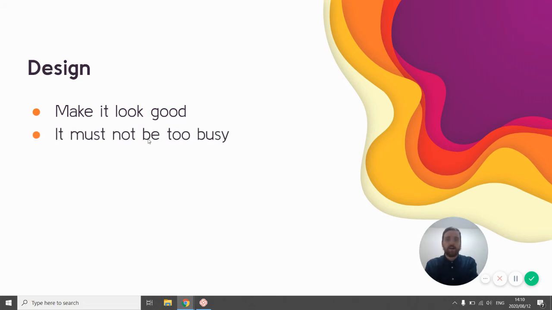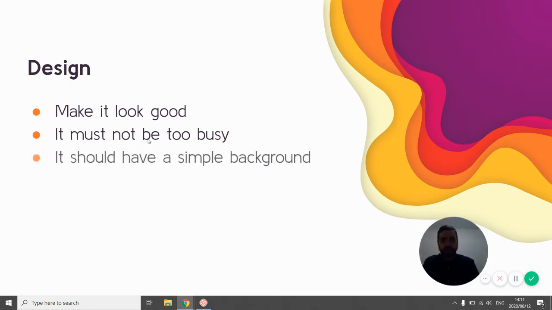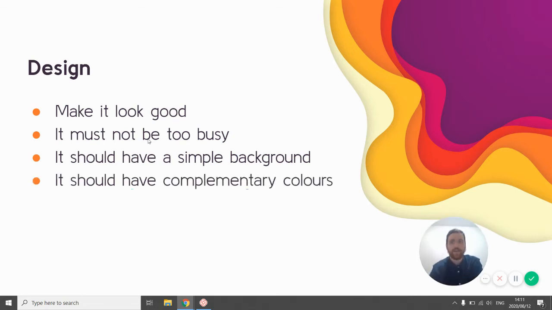All right? It mustn't be too busy. It mustn't just have a whole lot of stuff crammed into it that's too busy for somebody to read. But it must be simple and draw you in. Okay? It should have a simple background, not a whole lot of pictures and craziness, but it should catch somebody's eye.